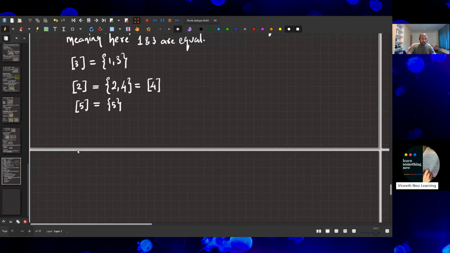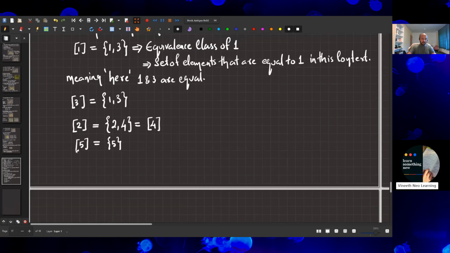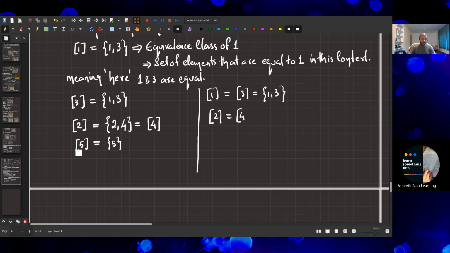So we have got all the equivalence classes. The equivalence class of 1 equals {1, 3}, which is also the equivalence class of 3, equal to {1, 3}. The equivalence class of 2 is also the equivalence class of 4, which is {2, 4}. Then we have the equivalence class of 5, which is the number 5 only.